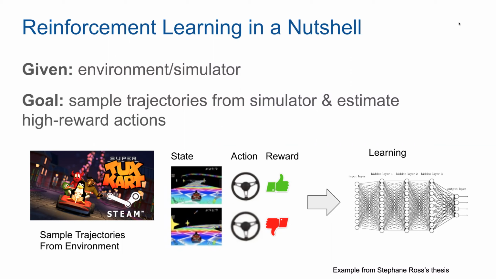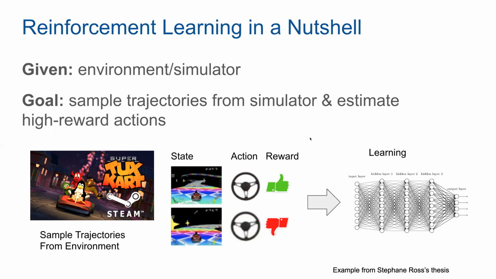From interacting with the environment, we can collect these data points. In this state, taking this action gives you high reward. In this state, taking this action gives you low reward. And that's the training data for learning. And from that, we convert that to a loss function for learning. That's the basic idea.